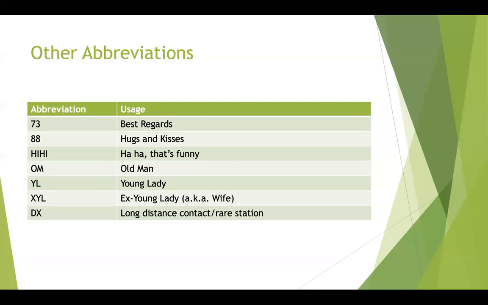And then a DX would be a long distance contact or a rare station. For example, if you're participating in Summits on the Air and you've climbed to the top of Mount McKinley and you're transmitting from there, that's a rare station, right? It's not very often that somebody gets to the top of Mount McKinley with a radio in their hands. And so if you can make a contact with that as a DX station, that would be a real great thing to put in your logbook.